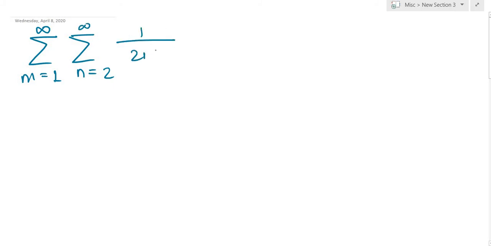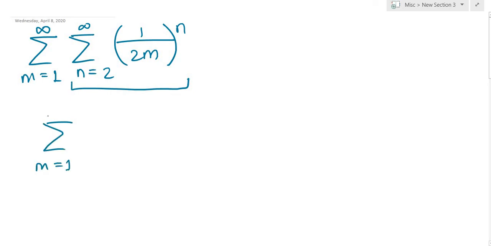So as I said before, we had the sum from m equals 1 to infinity, and the sum from n equals 2 to infinity of 1 over 2m, the whole thing raised to nth power, and we just calculate this inner term, right? So let's just plug in whatever we calculated last time through the infinite geometric series formula. We calculated 2m times 2m minus 1. Well, what can we do here?